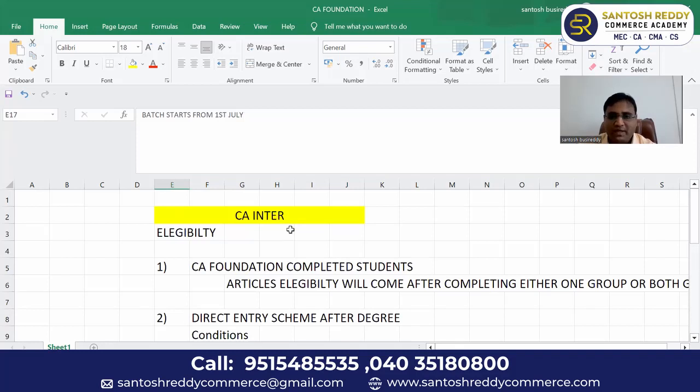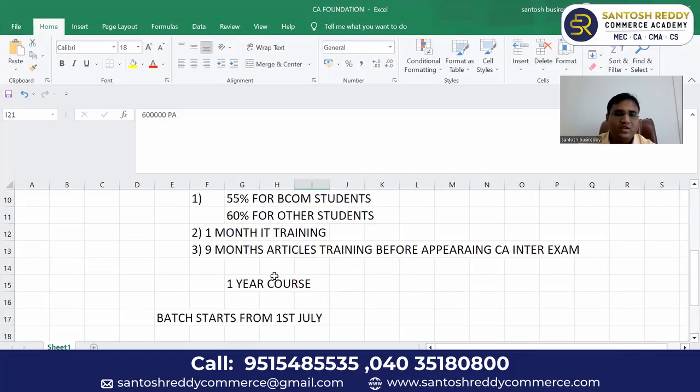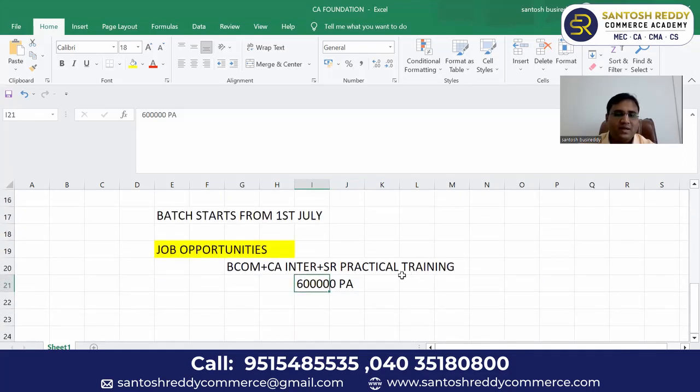what are the opportunities you are having? What are the job opportunities? Sir, I'm a BCom. You are having BCom plus CA Inter plus Santosh Reddy practical training, SR practical training course. If you mix these three, BCom plus CA Inter plus SR practical training, you will get a minimum of 6 lakhs per annum package in MNCs, multinational companies. So BCom completed students can complete the CA Inter 1 year course and take the SR practical training, which is a 1 month course. You are eligible for a 6 lakhs package per annum.